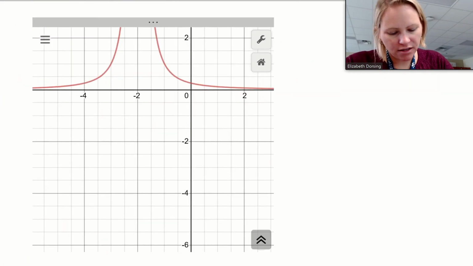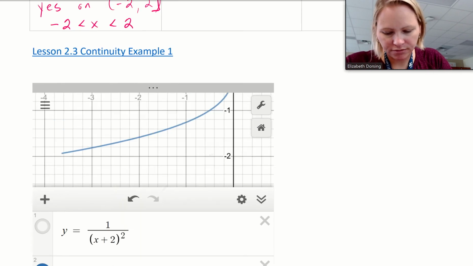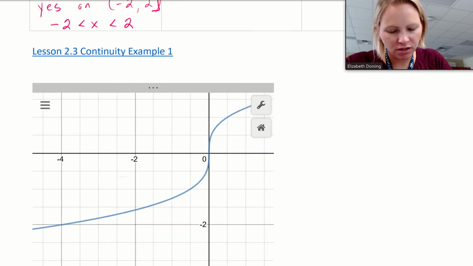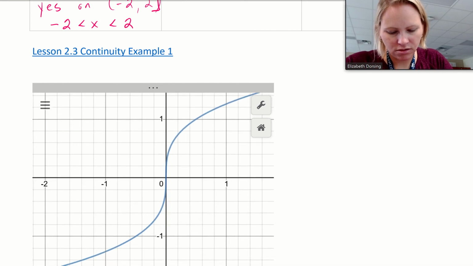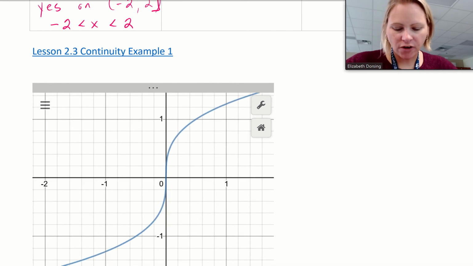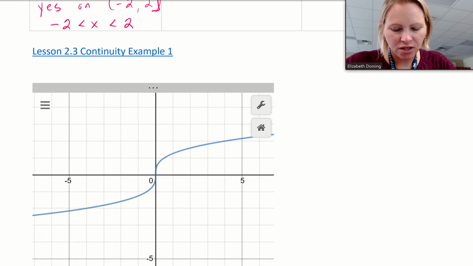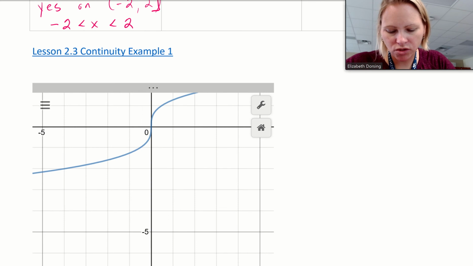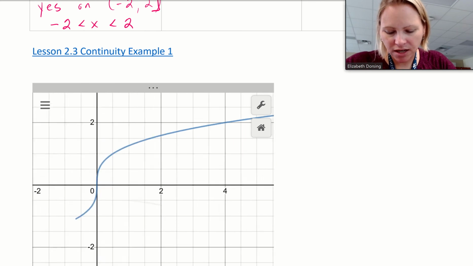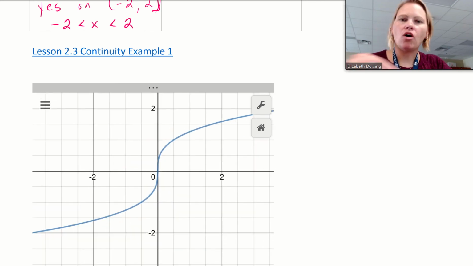We'll go ahead and pull that up on our graph. Here it is in blue. All right, so here's my function, and as I look around, there's nothing that I can't plug in. My graph continues on forever in both directions. There's no holes. There doesn't appear to be any kind of vertical asymptotes. So if I was going to consider this function over its whole domain, I would say that yes, it's continuous.